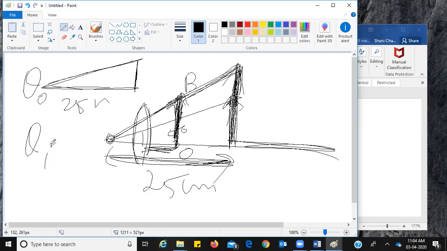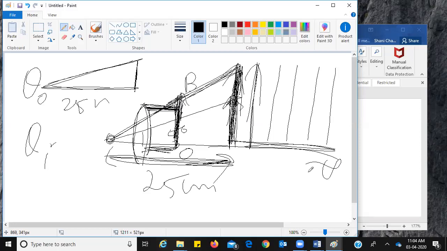And very important, the distance between the lens and the object should be adjusted in such a way that the image formed by the lens should not be less than 25. It can be at 25 or beyond: 25, 30, 40, till infinity, no issues. Yes, sir.